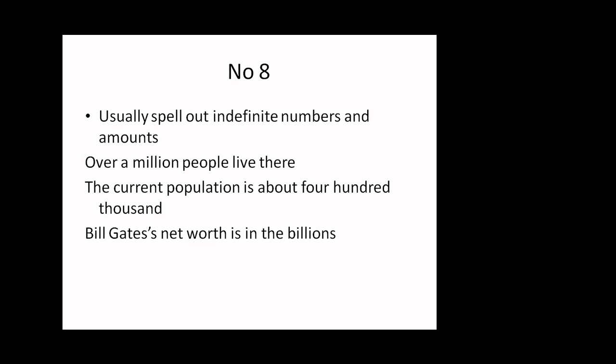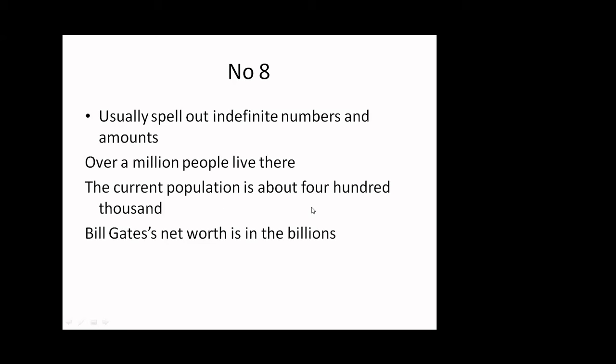Then we are coming to rule number 8. What is rule number 8? If you are not definite about the numbers, for example, there were thousands of people in that concert. There are hundreds of students. When you use such kinds of words where you're not sure about the exact number, in that case you are not supposed to use a figure. Don't ever use the figure. Use only the words. Spell it out.